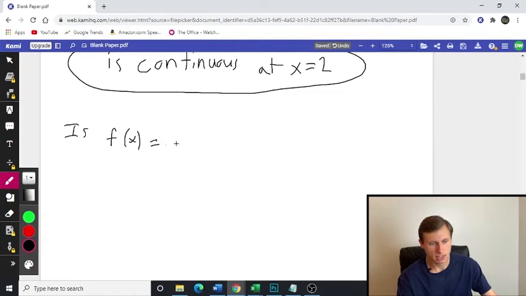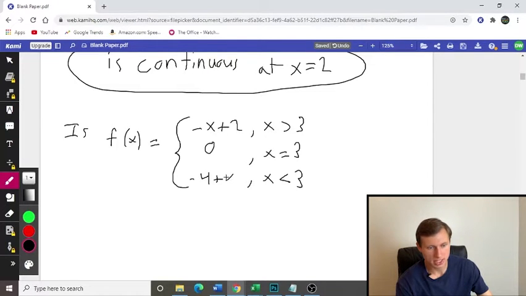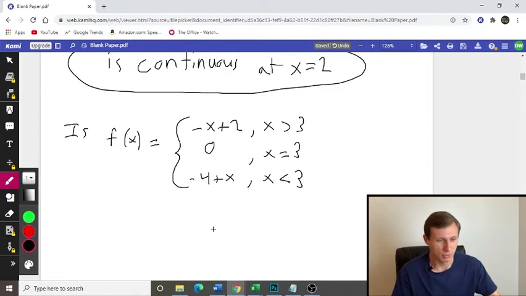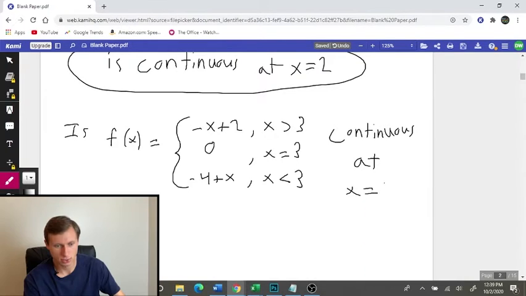Is f of x equals, I'll say negative x plus 2 when x is greater than 3. When x equals 3, I'll give a value of 0. And then when x is less than 3, I'm going to say it has a value of negative 4 plus x. Okay, so now this piecewise function has 3 possible values, and we want to know, is f of x continuous? Is this continuous at x equals 3?